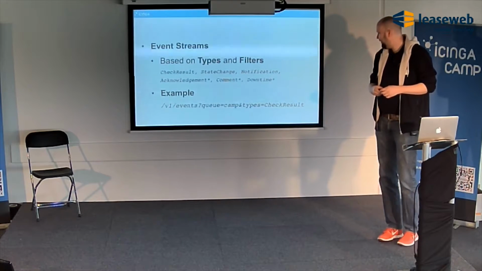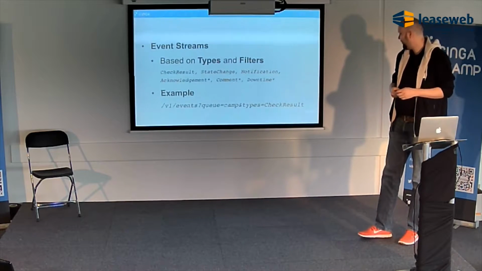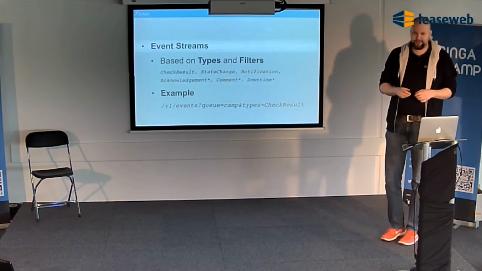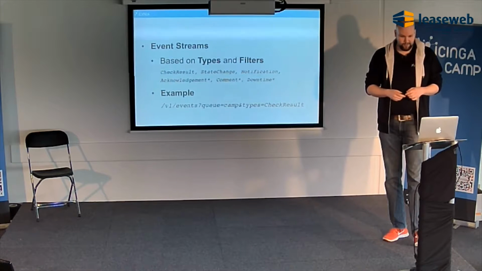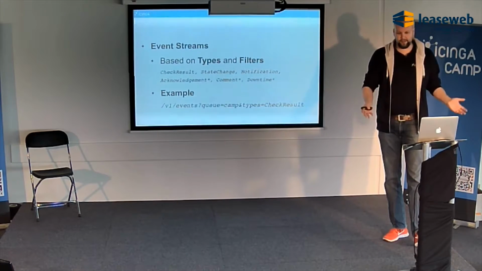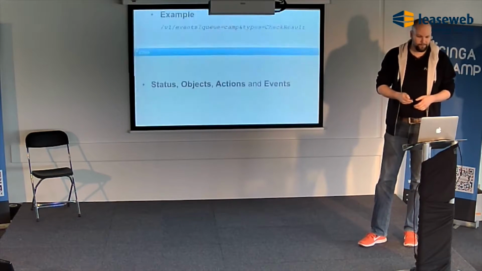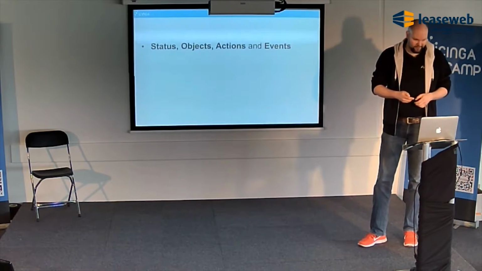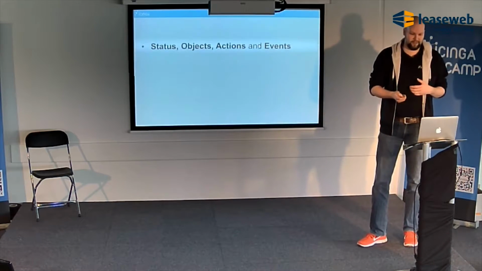As an example, it's the URL endpoint events. You're putting in a queue, which makes that unique. And you can add the types parameter, which is an array. In this example, it's just check result. If you want to have more of them, you just say types check result, types state change, and so on.